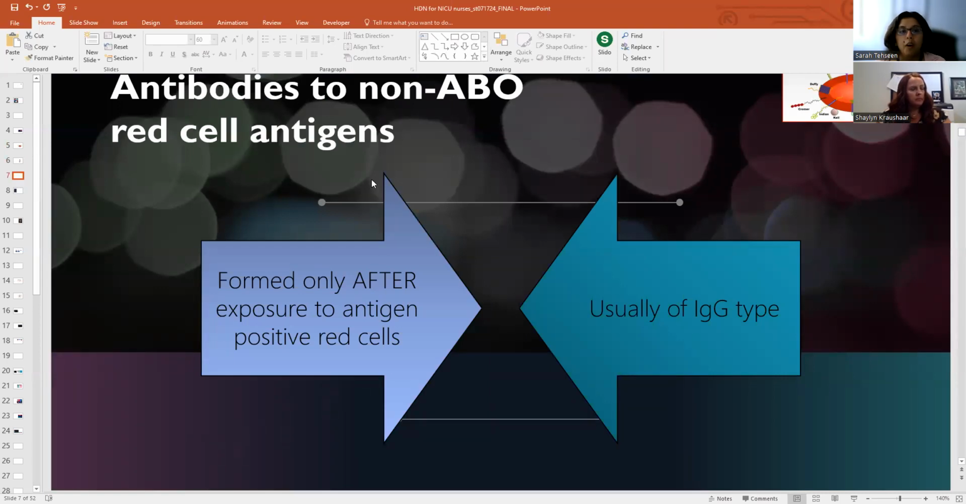Antibodies to non-ABO red cell antigens are interesting. These are only formed after exposure to antigen-positive red cells. For example, antibodies against the D antigen, you will only form if you're exposed to Rh positive, or D positive, red cells and you're Rh negative. These antibodies are usually of IgG type. Why IgG and IgM is important, we will talk about in a minute.